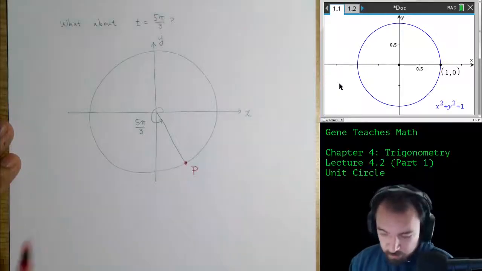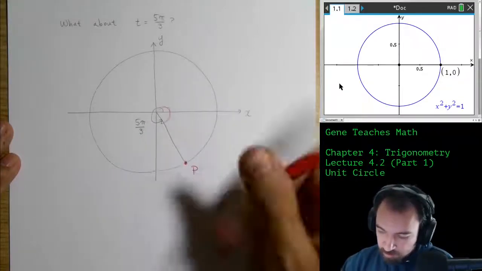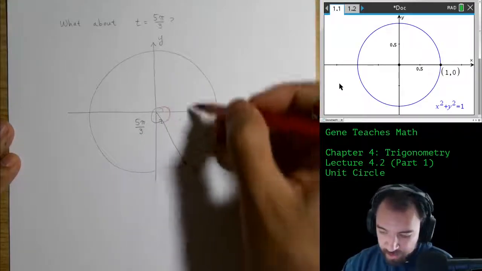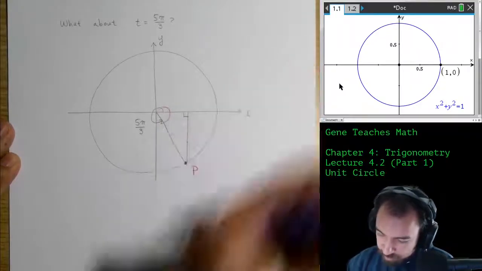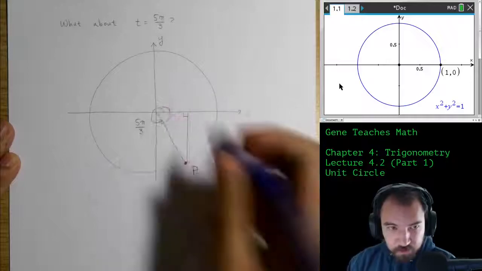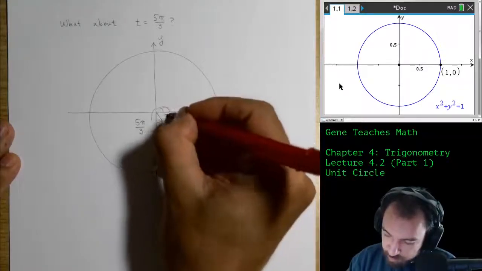So what I want to do is ask the question, what is the angle right in here between the terminal side and the x-axis, so that if I were to drop a line right there, then I could make this a triangle and perhaps use some logic. So it turns out this angle is pi over 3.